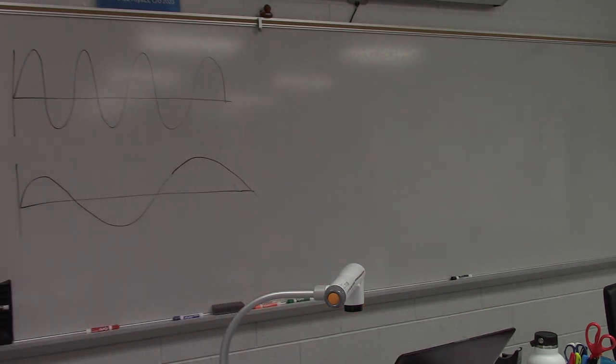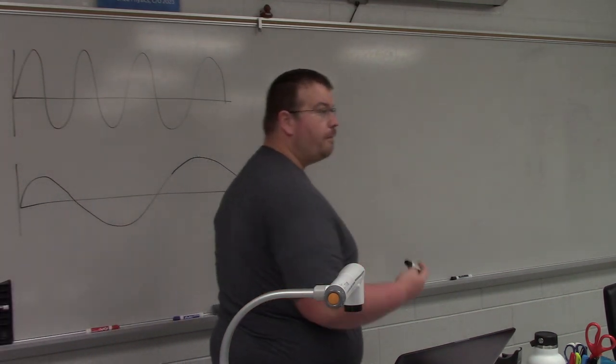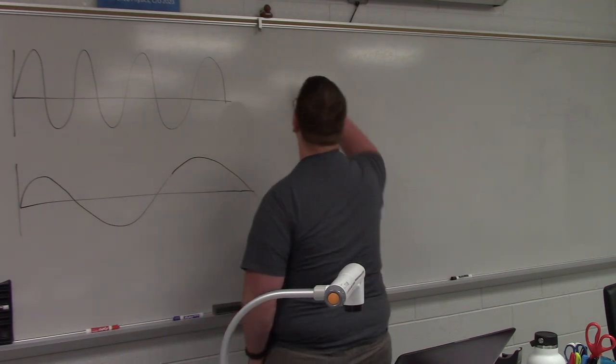So there are these two waves. Now, there's a special property that happens with waves, and the property we're going to talk about is interference.